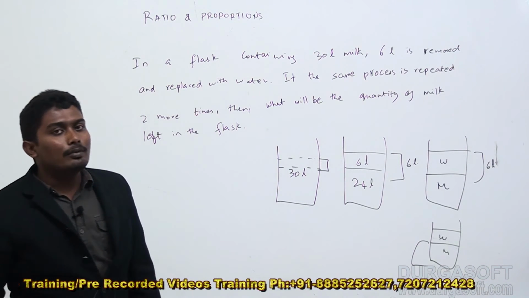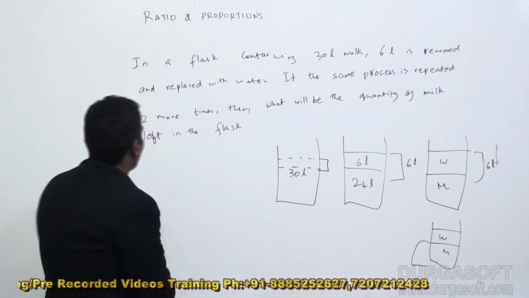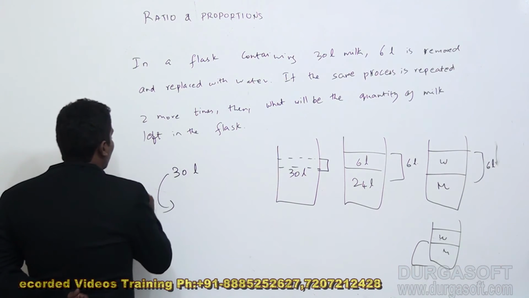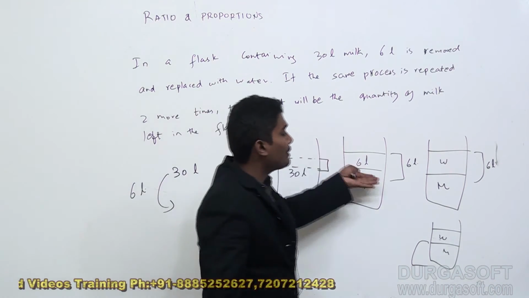I can do it in terms of percentage, so that this problem will get over very quickly. Initially there are 30 liters. From 30 liters I am removing 6 liters. Every time I am removing 6 liters only.